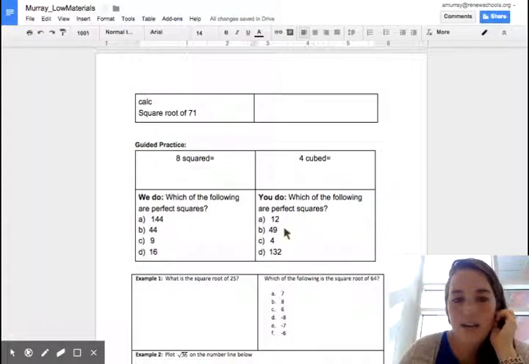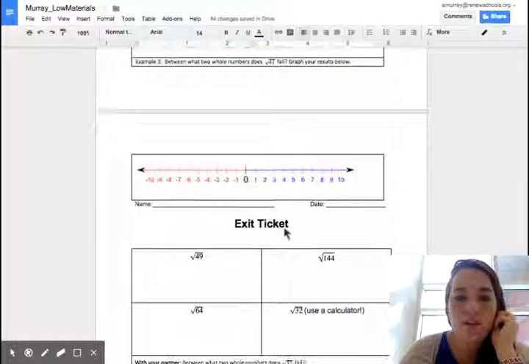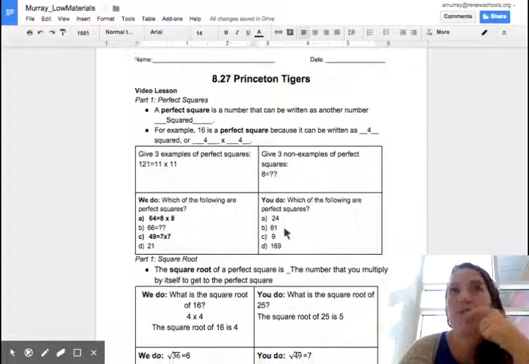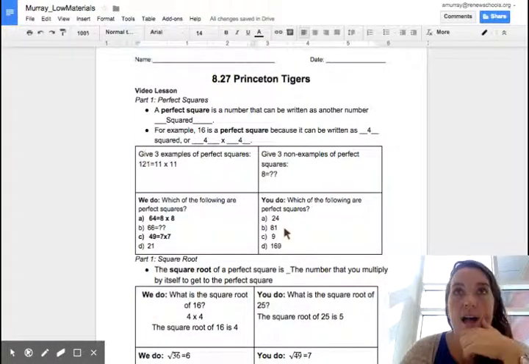All right, once you are done, you can go on and take a look at guided practice, but we're going to do that together. And do the back of the page, which is multiplying squares and cubes, and then go on ST Math. Good luck.